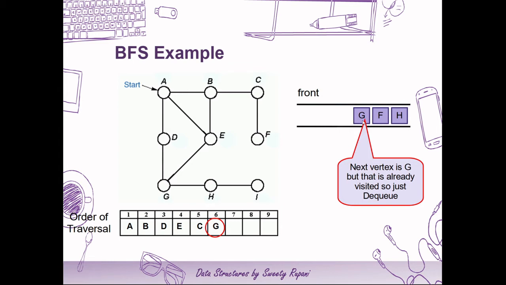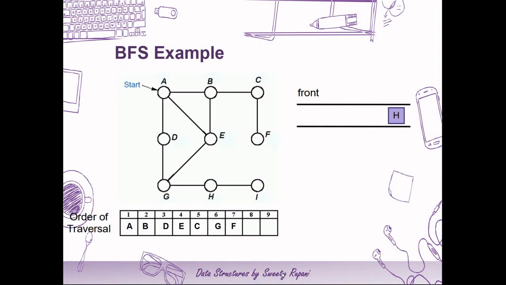Now we can see it is time to dequeue another G, but G has already been visited. So the next vertex is G, but that has already been visited. So we will just dequeue this, we will just remove this from the queue. We will not add it over here in the order of traversal because that has already been marked as visited.